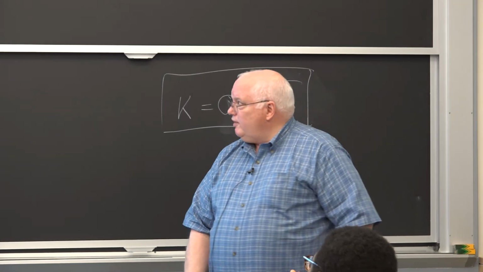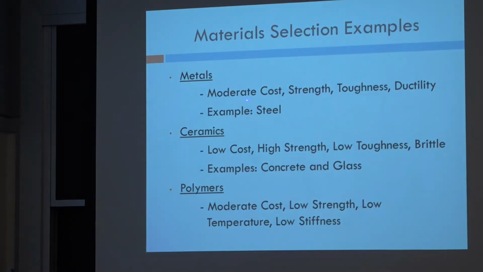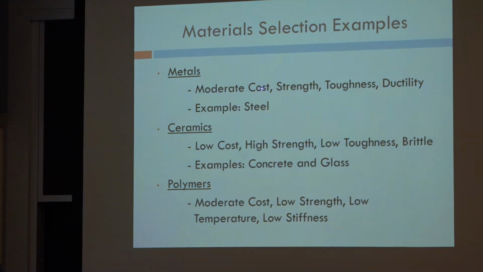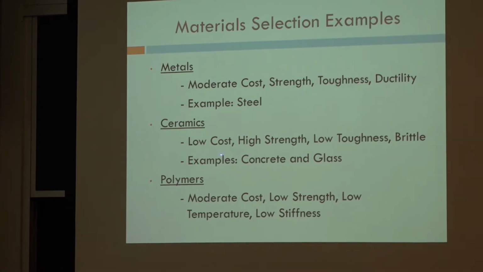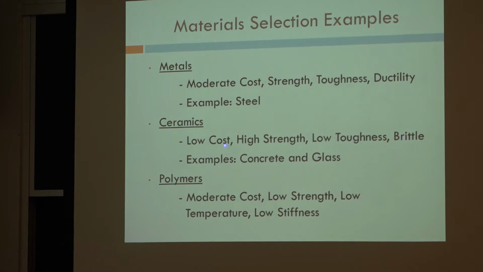So there are other regulations that people come up with. So material selection examples: metals, moderate cost. They are more expensive than stone and concrete and wood. They have good strength and toughness and ductility. Ceramics, low cost, stone, concrete. They can have very high strength but very low toughness, and these are not the same, okay? Concrete in compression has very high strength. It has lousy toughness, particularly in tension, and it's brittle, okay?